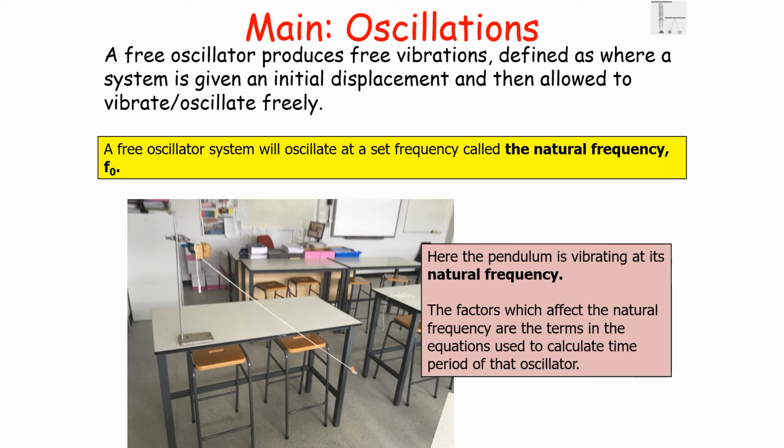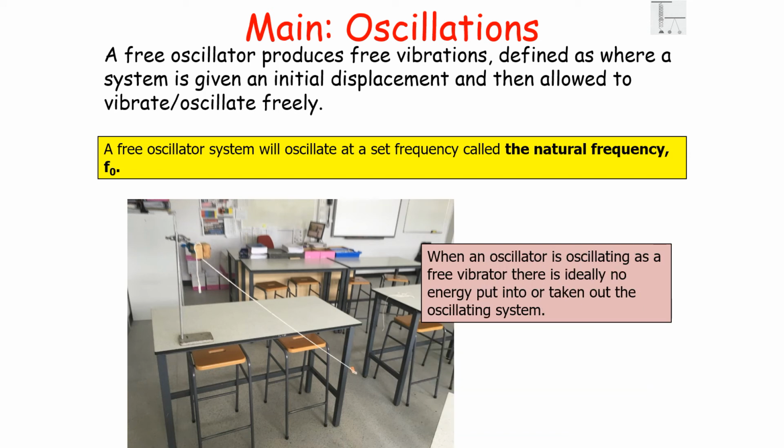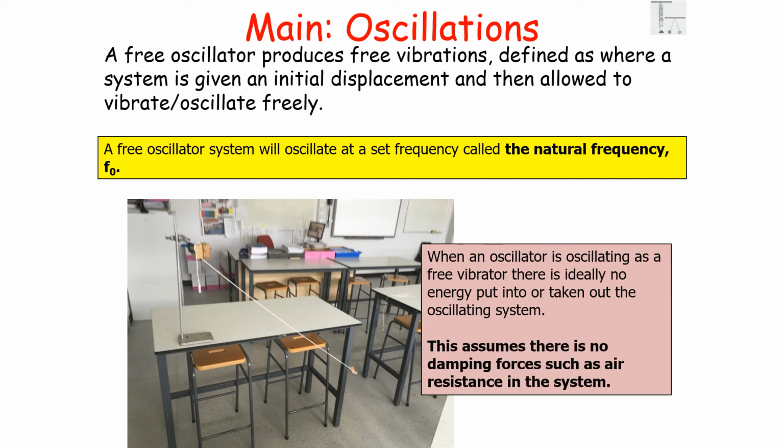Now the factors that affect the natural frequency are the terms in the equations used to calculate the time period of the oscillator, as time period is 1 over frequency. In this instance, when our free oscillator is oscillating as a free vibrator, no energy is being put into or taken out of the system. So it assumes no damping forces such as air resistance occur in our system.